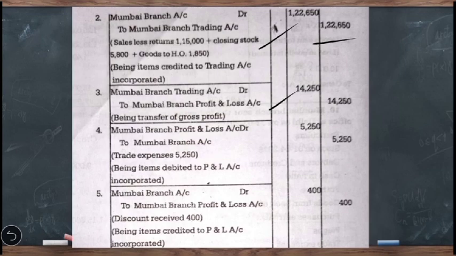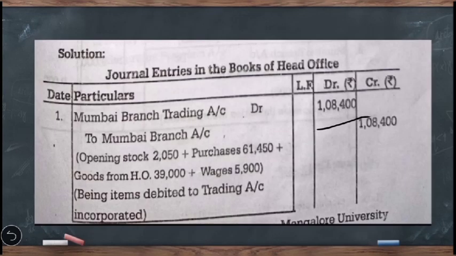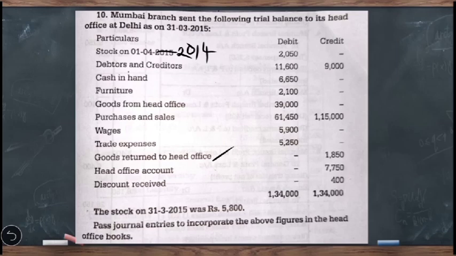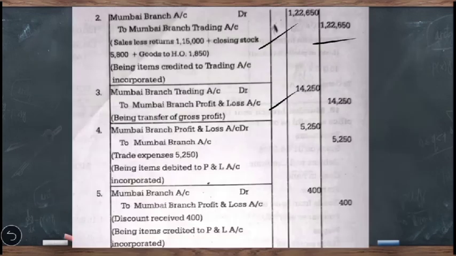After these 3 entries we have to pass the next entry for incorporating the debit item of branch profit and loss account. In this question we see only one indirect expense, that is trade expenses amounting to 5,250. Now to incorporate this, the entry will be Mumbai branch profit and loss account debit to Mumbai branch account, and the narration you can write is being the incorporation of debit item of profit and loss account, 5,250.